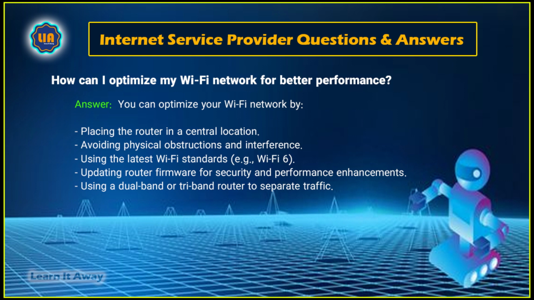How can I optimize my Wi-Fi network for better performance? Answer: you can optimize your Wi-Fi network by placing the router in a central location, avoiding physical obstructions and interference, using the latest Wi-Fi standards, e.g., Wi-Fi 6, updating router firmware for security and performance enhancements, and using a dual-band or tri-band router to separate traffic.